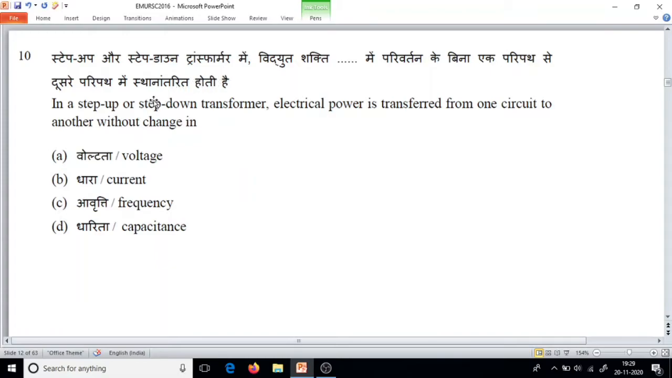Question number 10. In a step up or step down transformer, electrical power is transferred from one circuit to another circuit. Option A voltage, option B current, option C frequency, option D capacitance. Voltage, current and capacitance vary when you step up or step down an AC voltage, but frequency remains the same. So the answer is option C.